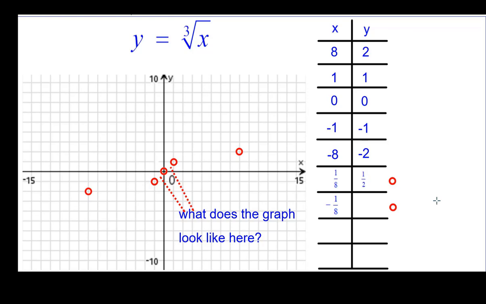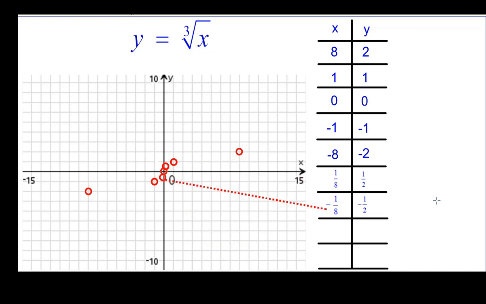So the cube root of 1/8 is a half. A half times a half times a half is 1/8. And the cube root of -1/8 is -1/2. And so go ahead and plot those 2 points. And you can see it kind of flattens the curve around the origin. So it's like more of a curve here and more of a curve there.